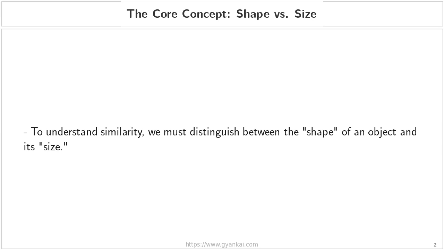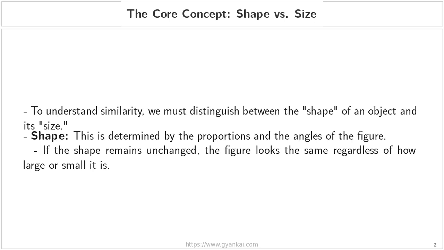The core concept, shape versus size. Now that we've established that similarity is about things looking alike, let's dive a bit deeper into the core concept. To truly grasp similarity, we need to make a very important distinction between two things: the shape of an object and its size. First, let's look at shape. In geometry, the shape of a figure isn't just a vague feeling. It is strictly determined by two things: the proportions of its sides and its internal angles.